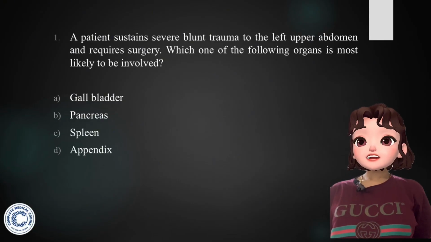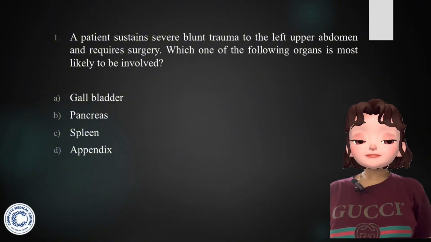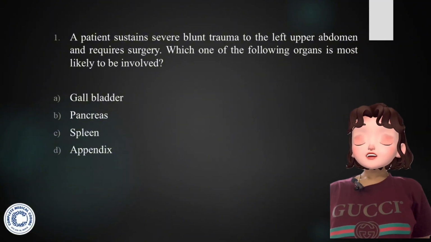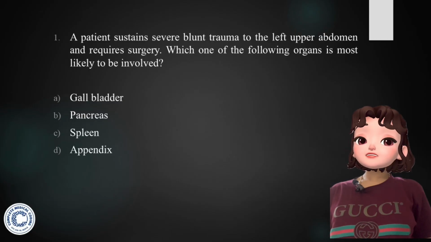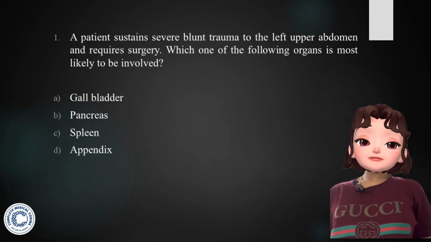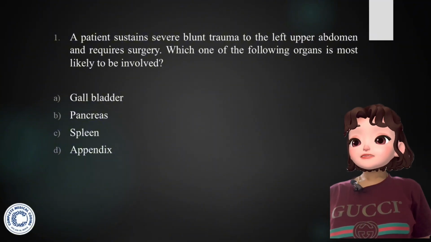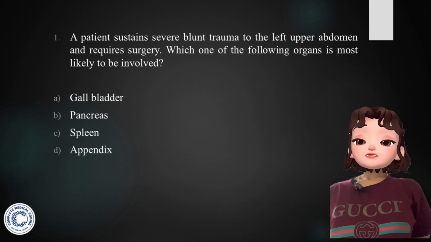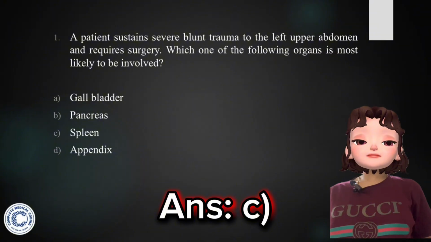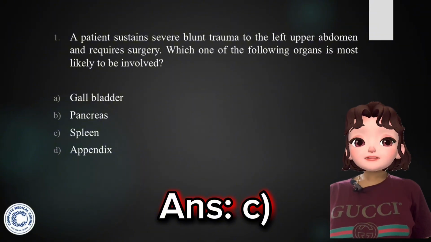So here the patient is having trauma to the left upper abdomen, and it requires surgery. So which organ is affected? That's what the question is. Which will be the upper part of the abdomen among these four? So answer is option C, spleen. Spleen will be affected because it comes in the upper abdominal area.